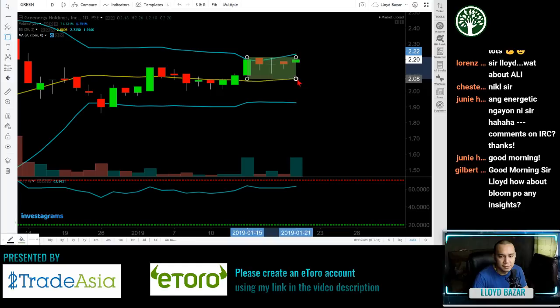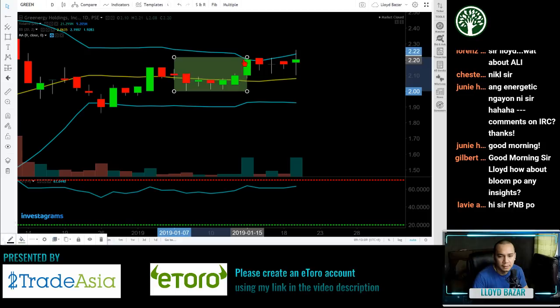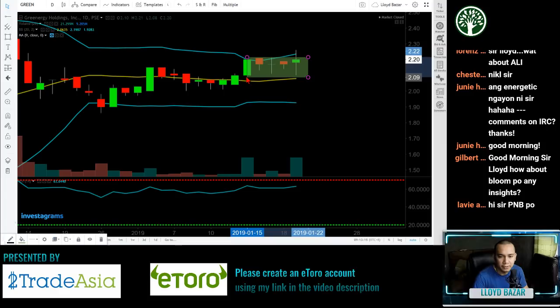This is the lowest point. And then, this is the highest point. Actually, ito yung lowest point niya. For this consolidation, this is the lowest point it has. So, nagbe-breakout na siya. Pag nag-breakout yan, pwede nyo pasukin sa green. Alright, just wait for the breakout.